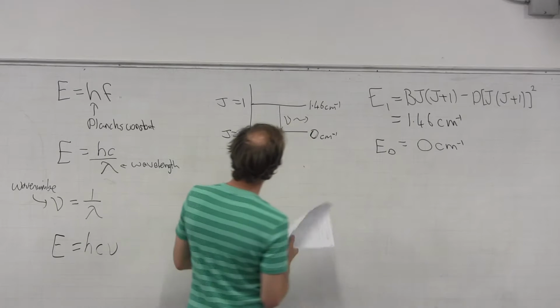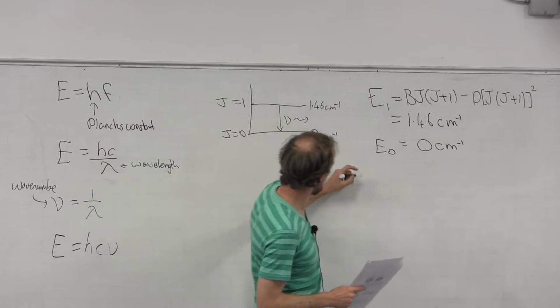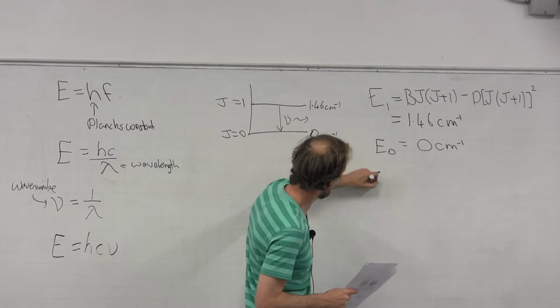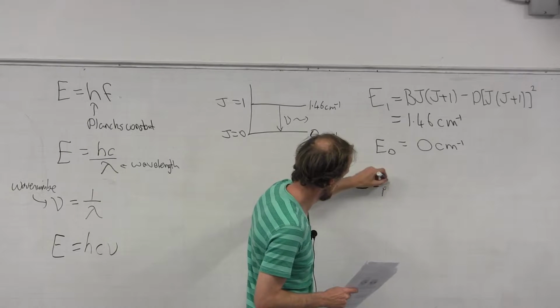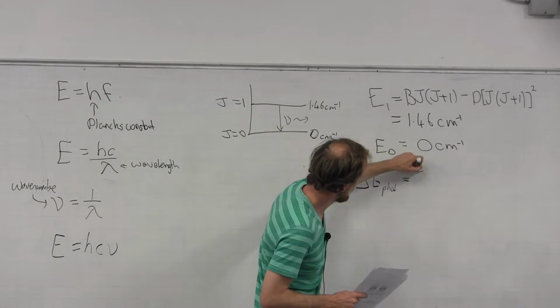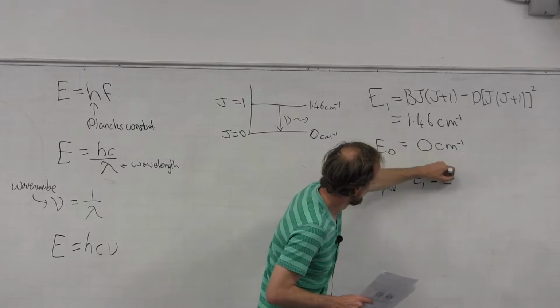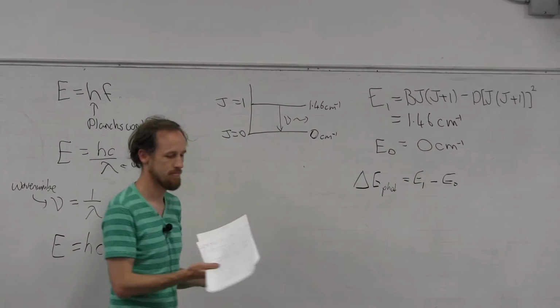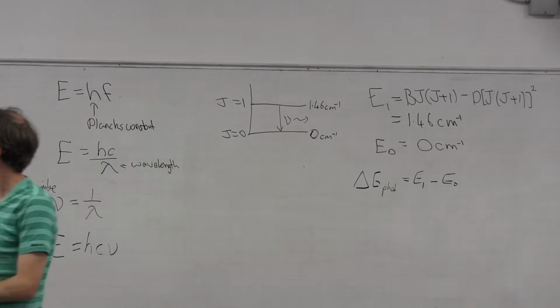So once you know E1 and E0, the change of energy when a photon comes out is just the difference in the energy from this diagram. So that's that part.